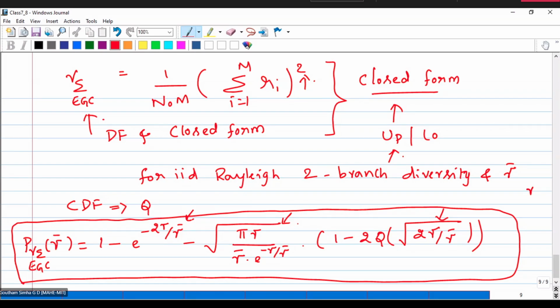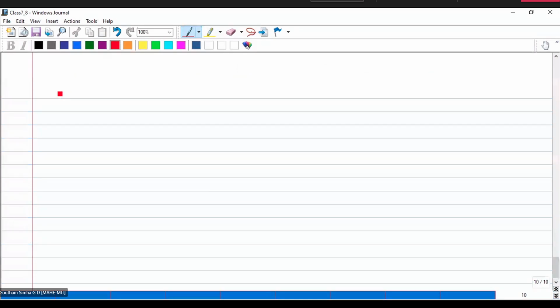Gamma r, or gamma small r, is nothing but your gamma naught by gamma bar, averaged out. If you differentiate this CDF, you will get the PDF. From the PDF, you can write P gamma of sigma in closed form. I could write the closed form solution for this also, but it's literally complicated. So for BPSK, we will talk about the probability of error.